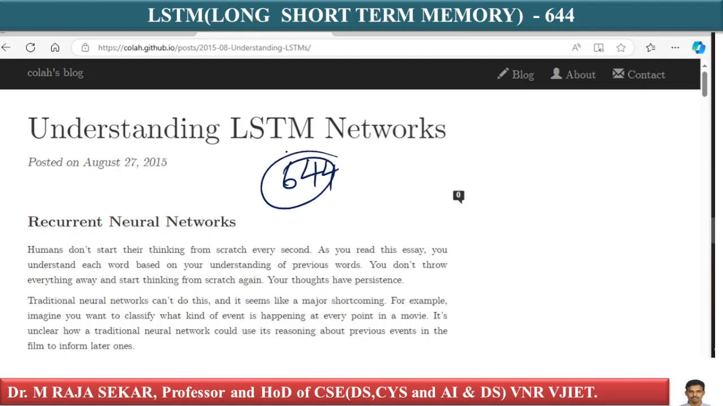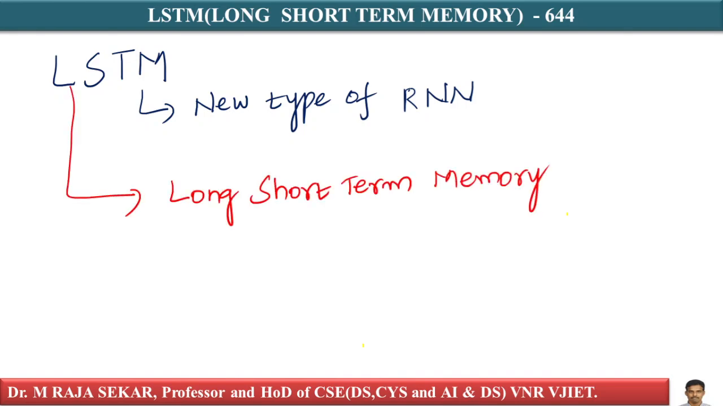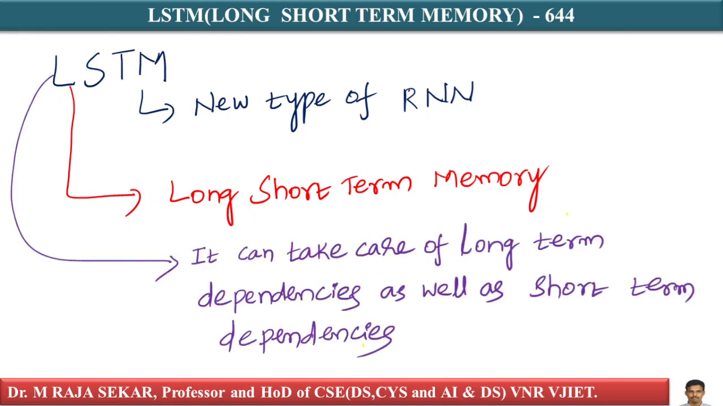In this lecture, we will try to understand LSTM. To remedy some of the problems that we have seen in the previous lecture, we introduced a new type of RNN called LSTM, which stands for long short term memory RNN, because it can take care of long term dependencies as well as short term dependencies by using a very interesting idea.